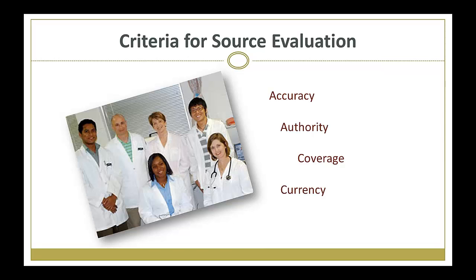Currency. Is there a copyright date or a date when the information was last updated? Objectivity. Are they trying to sell you something? Are they trying to get you to join their organization? If so, the information may have a bias. In other words, they may present the information in such a way as to try to get you to buy their product or join their organization. For research, you want objective information to back up your point of view.